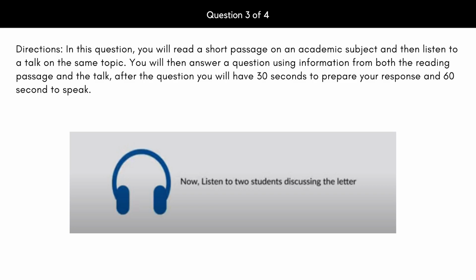The professor describes the behavior of gulls. Describe how this behavior sheds light on energy efficiency in animals. Please prepare your answer after the beep.